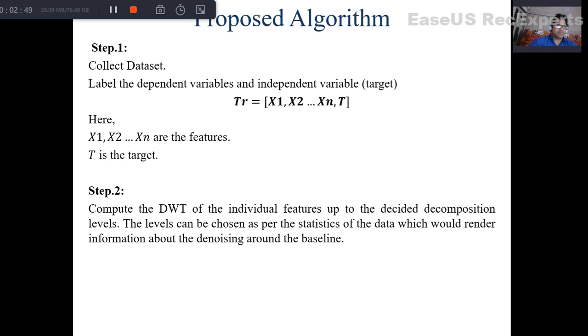I am explaining the proposed algorithm. Step number 1: we create a vector which will collect data parameters, Tr equals x1, x2, xn, comma t. Here x1, x2, xn are the features like the closing price of the previous day, opening price of the present day, average price of the present day, and t is the target. And step number 2, DWT is used as a filter. I am explaining this in the next slide.